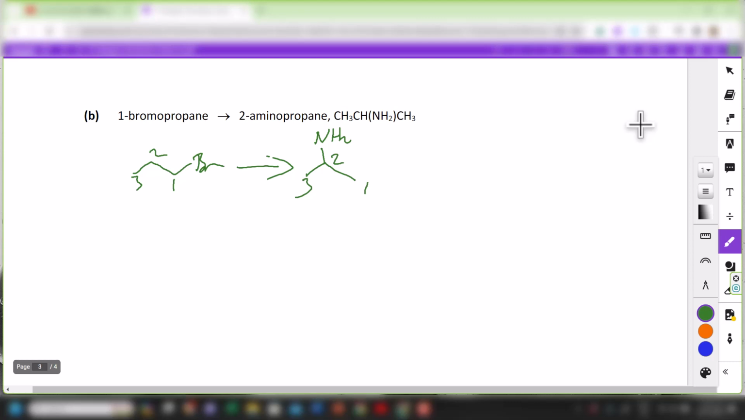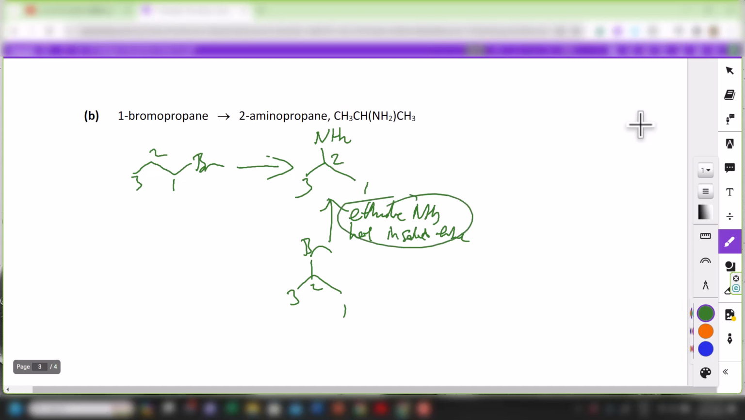Because if I simply subject 1-bromopropane to ethanolic ammonia, heat in a sealed tube, I'm going to get 1-aminopropane. So with that thought process, I know that the precursor to this is likely to be the Br at the second carbon. So this is 3, 2, 1. So the condition will be obvious: ethanolic ammonia, heat in a sealed tube. This is the standard condition that you have studied in your notes. So that should be something that you should be able to come up with. It shouldn't be too difficult.